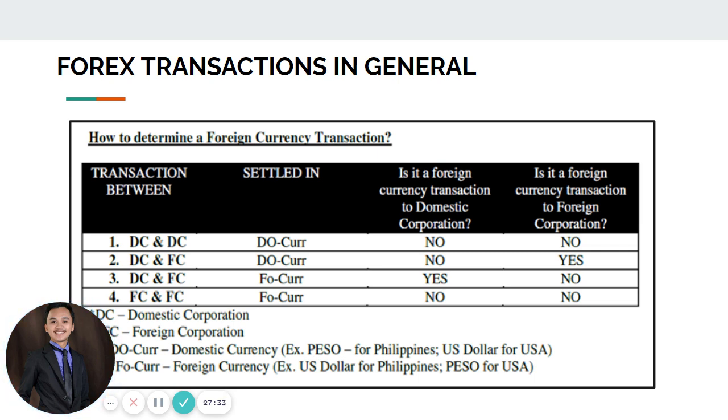And lastly, this is very obvious when there is two parties, both foreign corporation, and they are settling their transactions also in foreign currency, then that means no foreign currency transaction take place as well.